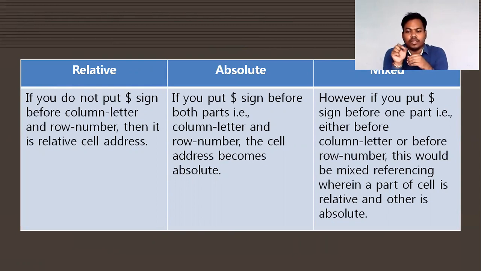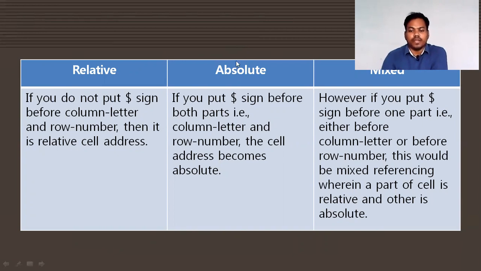However, if you put a dollar sign before one part, either the column letter or the row number, this would be mixed referencing. You have fixed either the column or the row, and the other will be relative. So you have to put a dollar symbol in front of any one of them. Here one part of the cell is relative and the other is absolute. Understood? This is cell referencing. There are three ways we can reference a cell: relative, absolute, and mixed.